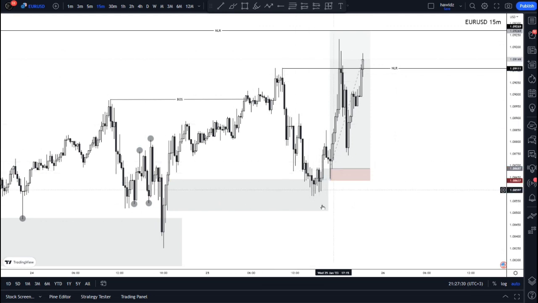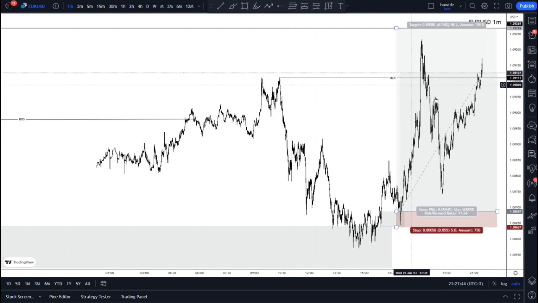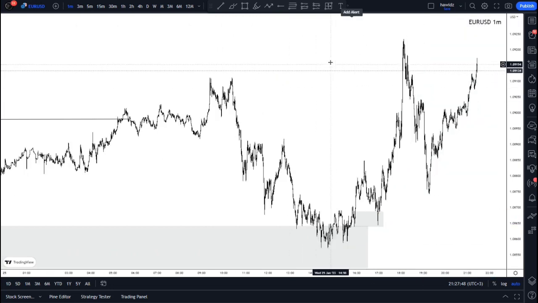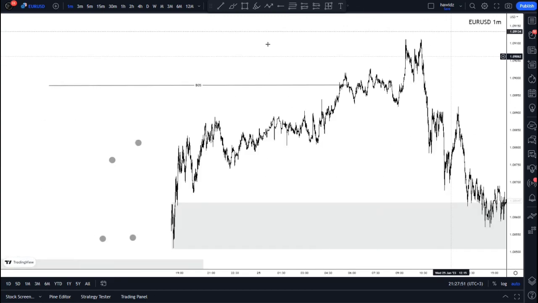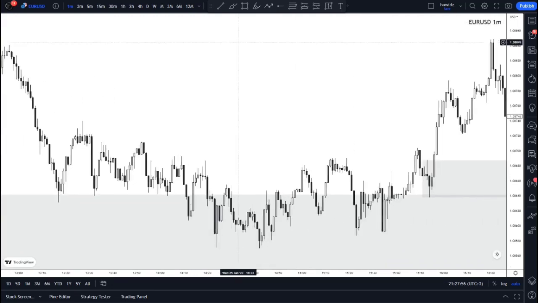Lo and behold, price comes down, mitigates that order block, right? So from this mitigation, now we need to find our entry, because price has already touched our POI. Now if you don't mind, let me just remove these, because this is just today's price action, so it's pretty much brand new. I'm just trying to break down a trade here.